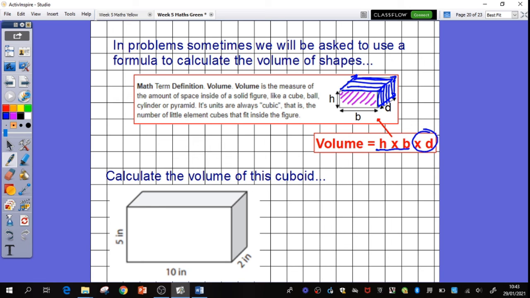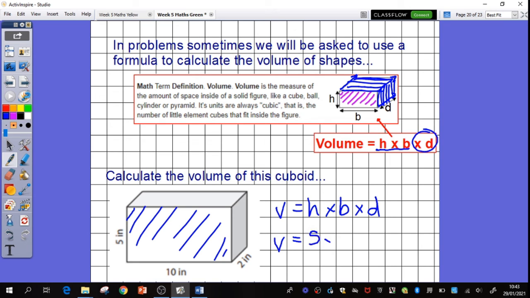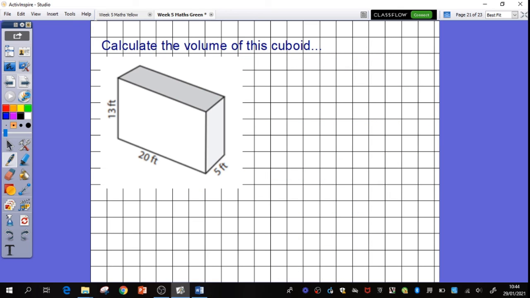Okay, so calculate the volume of this cuboid down here. So let's find now the white face, the rectangle. So volume equals its height times its base, and then we will be timesing depth. So let's find first the face, that rectangle there. So that will be height is 5, base is 10, and then I'm going to be multiplying that by its depth. So multiplying that by 2, so its volume must be 5 times 10 is 50, times 2, 100, and this time I'm working in inches cubed.